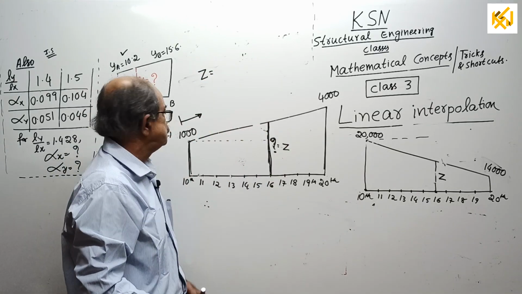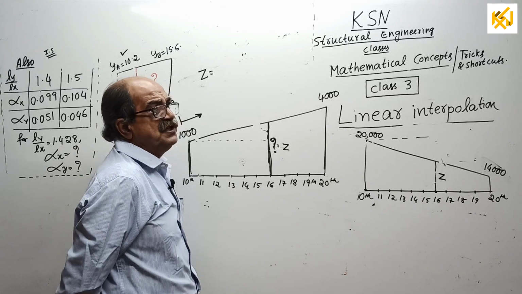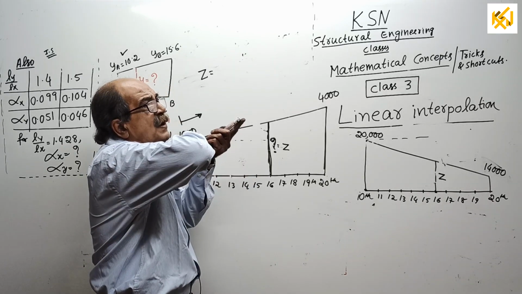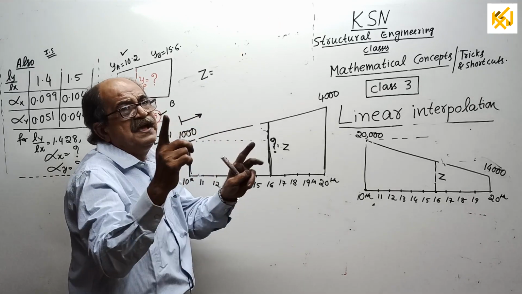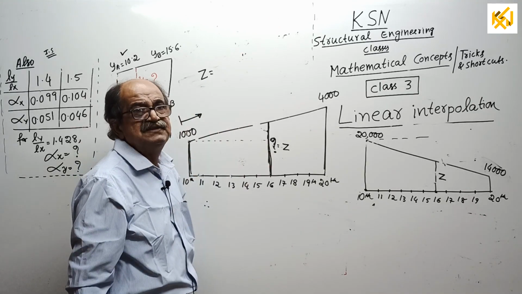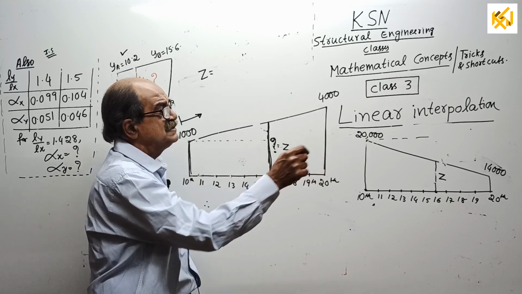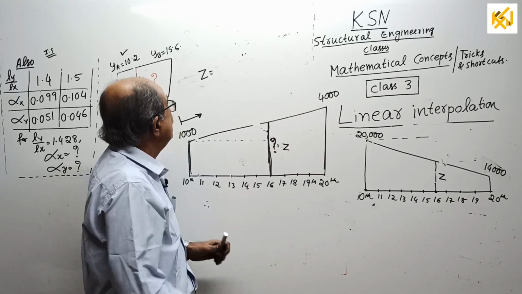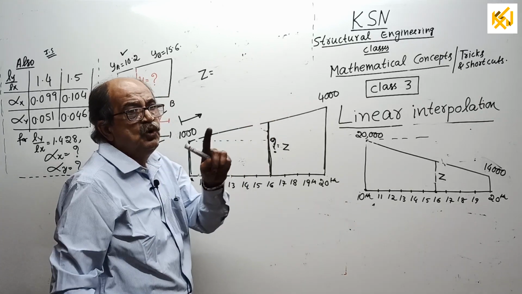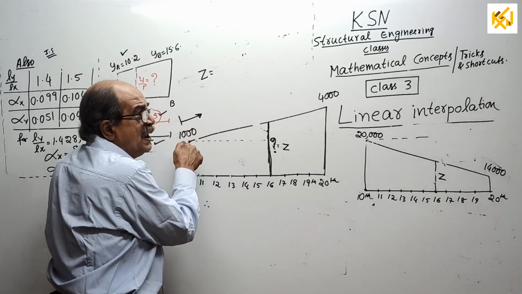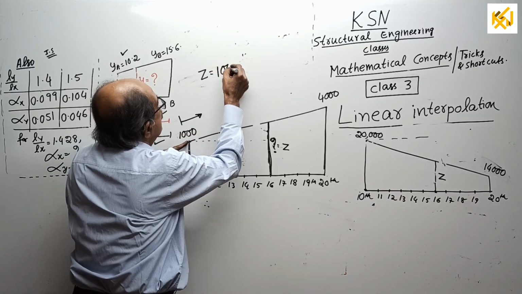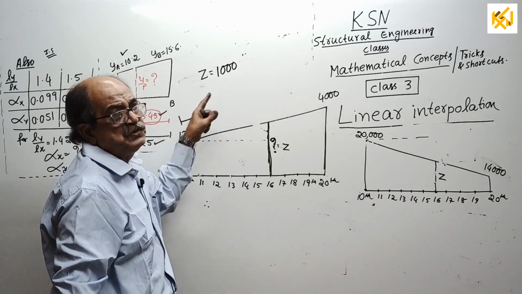See, you stand here. You decide. From here, when you go there, is the value increasing or decreasing? Decide. In the live class, I will ask, tell fast. They will tell, sir, increasing. If it is increasing, that value is going to be more than this value. So write this value first. How much? 1000. Write this value first.